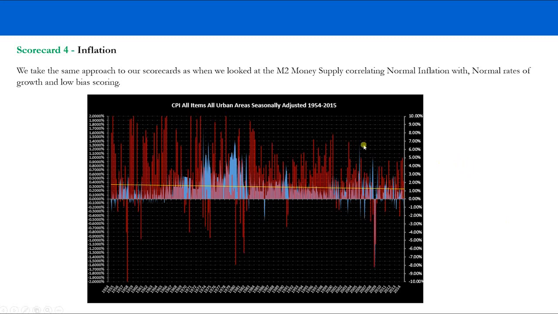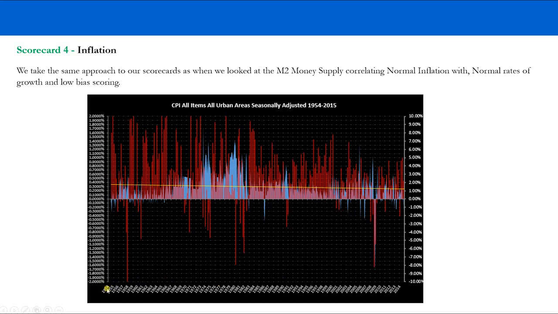So what are we actually looking at here? Well, CPI, all items, all urban areas, seasonally adjusted, all the way back to 1954 to present day, and we're looking at that relative to real GDP growth. So on the left-hand side we have our CPI numbers, and on the right-hand side we have our real GDP numbers, all going back to 1954. In the blue we have the monthly CPI change in percentage terms, and in red we have the real GDP percentage change annualized, but on a quarterly basis, so quarterly numbers annualized.